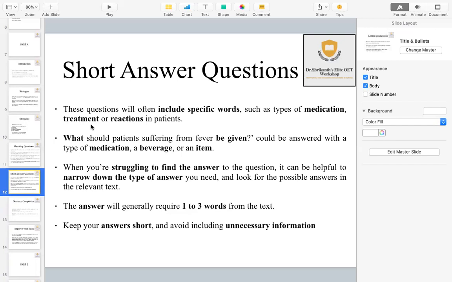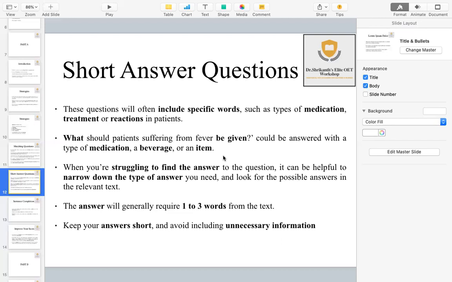So what should it be? Obviously it cannot be a treatment. It cannot be a reaction. It has to be a medication. All right. So it could be answered with a type of medication and beverage or an item. So this is what I say in short answer type questions. Expect specific words and specific answers. And you have to just figure out what type of answer it could be. Like, is it a specific medication or a specific beverage or a specific item? So specificity is the idea that you have to understand in short answer type questions, right?